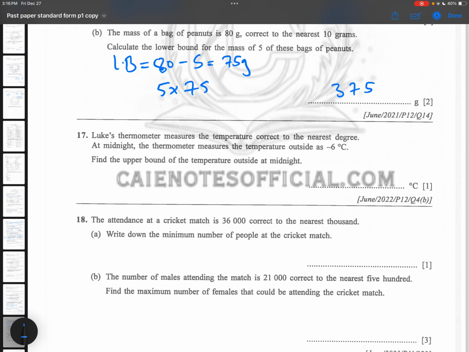Question number 17 says Luke's thermometer measures the temperature correct to the nearest degree. At midnight, the thermometer measures the temperature outside as minus 6 degrees Celsius. Find the upper bound of the temperature outside at midnight. To get the upper bound, we need the maximum temperature. Minus 6 has been rounded off to the nearest degree, so I will add 0.5 to minus 6 and I will get minus 5.5. So this is the upper bound, the maximum value of the temperature.